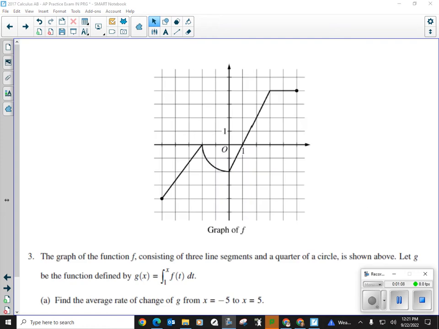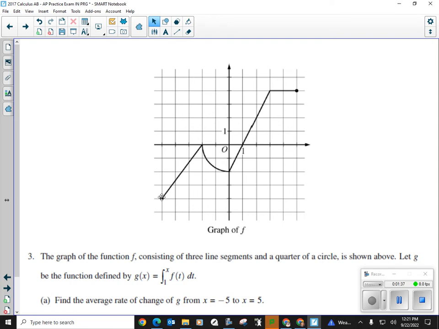Well, my, ain't that a pretty little picture? That's the graph of f, kids. And number 3 states the graph of the function f, consisting of 3 line segments and a quarter of a circle, is shown above. Okay? 3 line segments, 1, 2, 3. I probably should do those different colors. And a quarter of a circle.